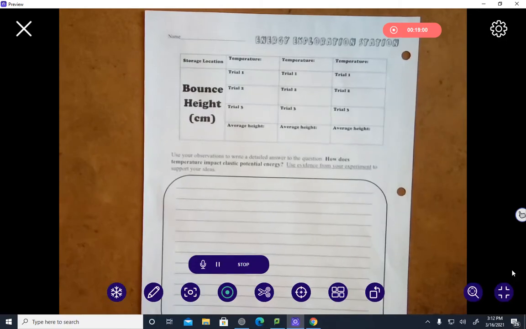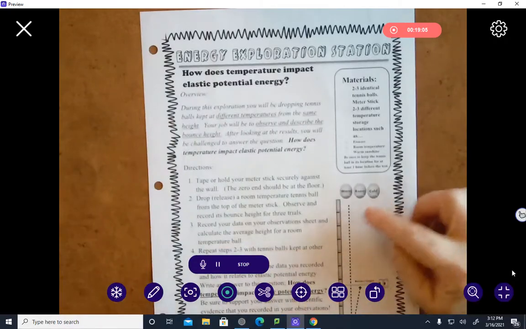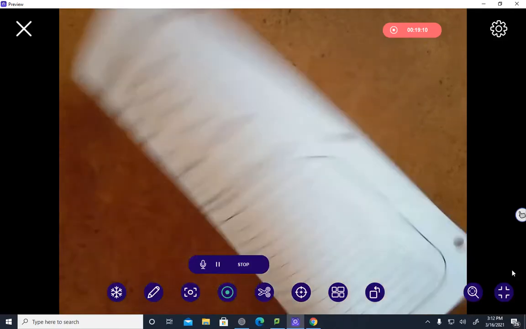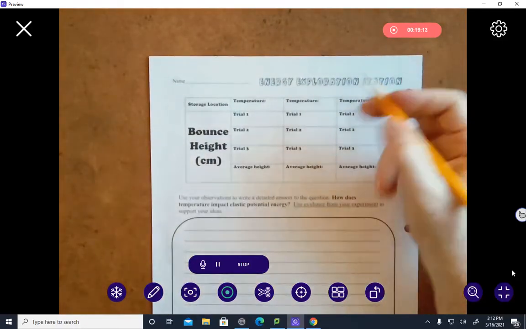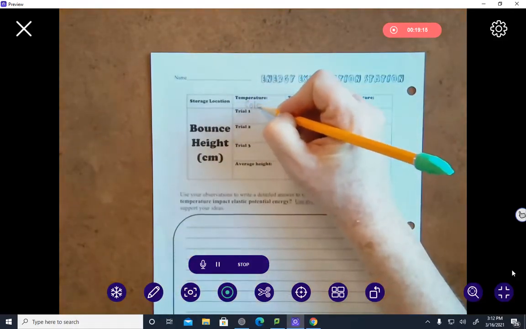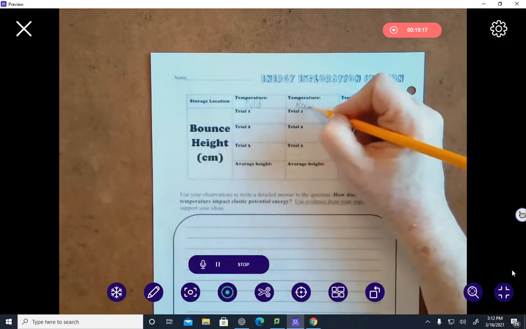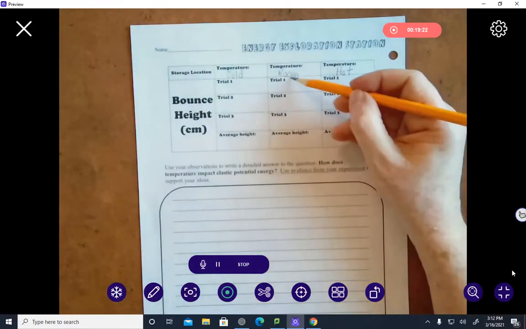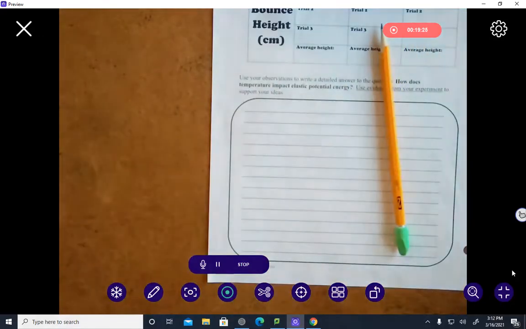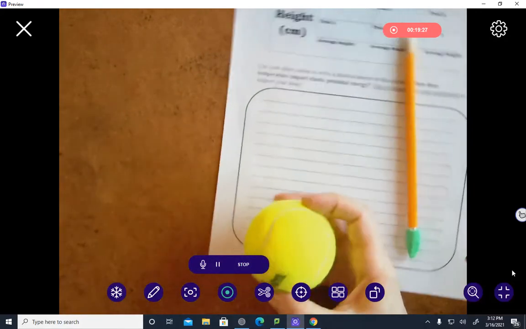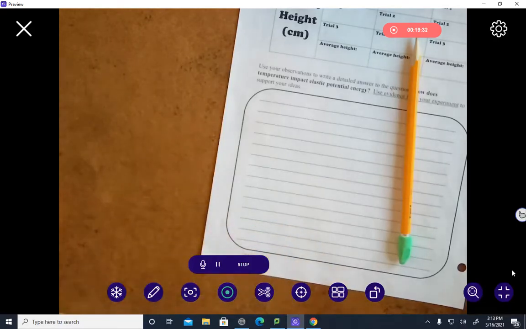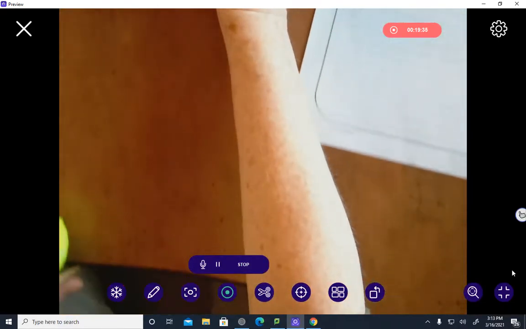So I'm going to take the meter stick, and if you read the directions, it did ask you to tape this and then drop it and then observe the bounce height. There were 3: we did a cold tennis ball, a room temperature tennis ball, and a hot tennis ball. So we're going to drop at 3 right here, and these are just sitting right here. This is my room temperature one, and I'm going to slide this over so that you can see what I'm doing.